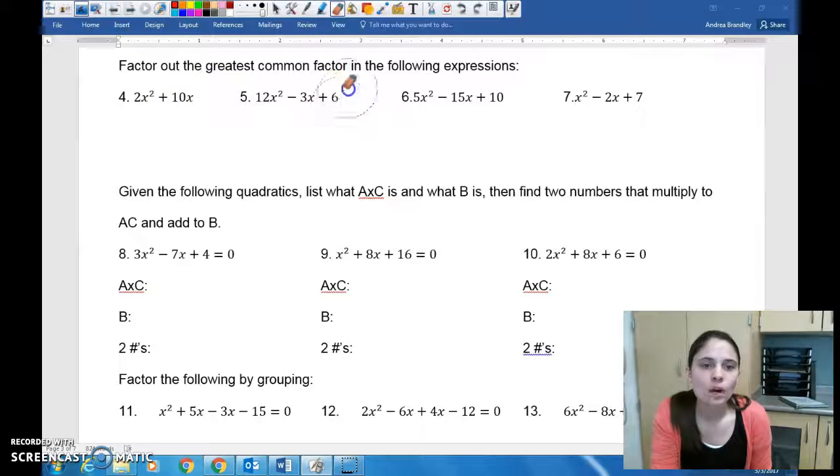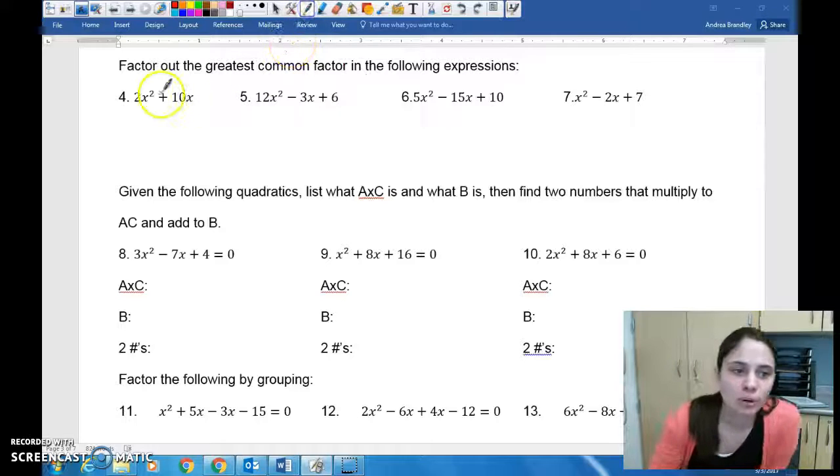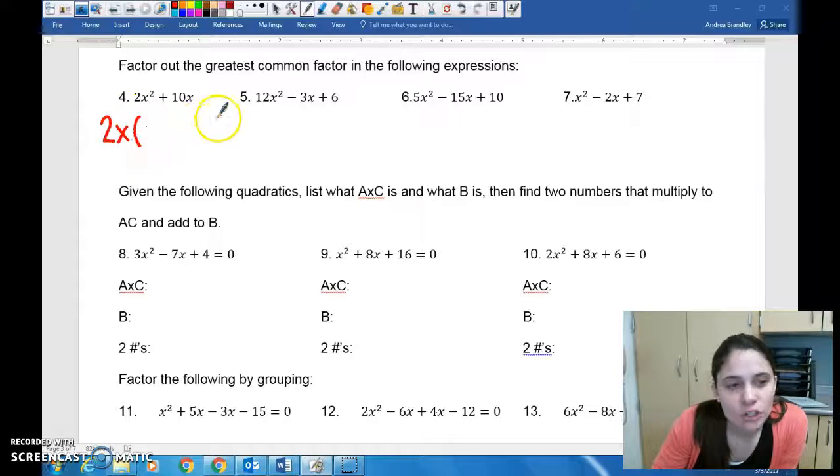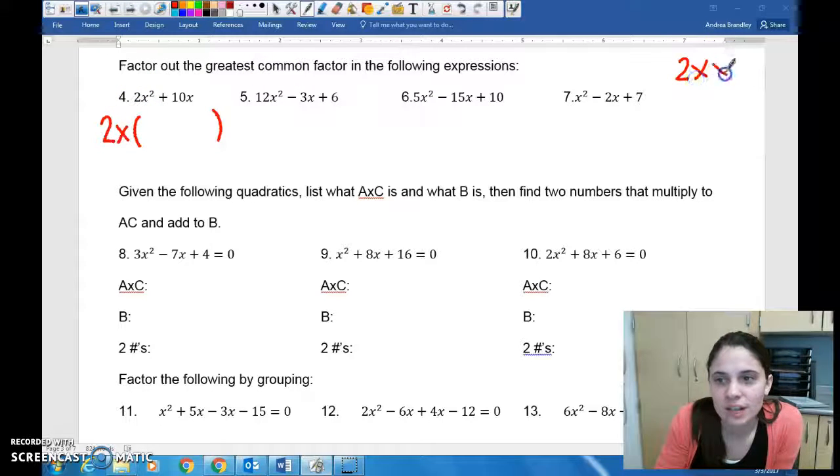So on number 4, we're going to start by looking for a number. So I have 2 and 10, and the number 2 goes into both 2 and 10. And then I have an x squared and an x. So x goes into x squared and an x. So when we factor something out, in essence what we're doing is simply dividing it. So if I were to do 2x squared, which I can rewrite as 2 times x times x, because x squared is just x times x, and divide that by 2x, all I have left is an x.